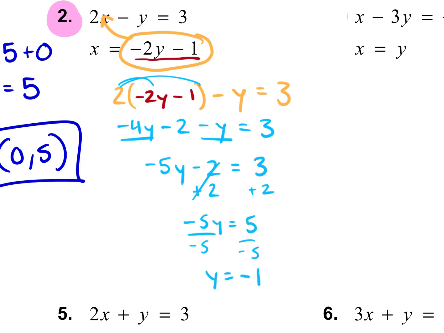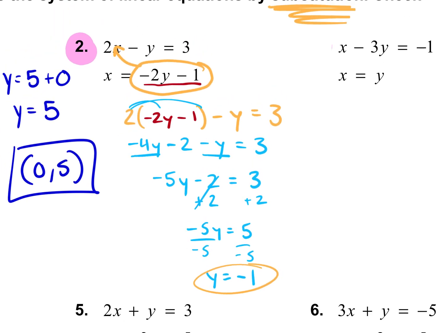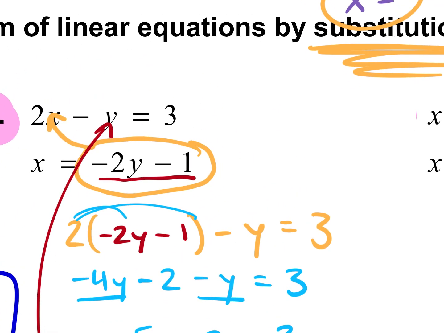So I found y. What do I need to do next? Which equation do you want to plug it into? Sure, we can plug it into the top. Just make sure you're plugging it into y. So I'm going to plug negative 1 into y. So I have 2x minus negative 1 is equal to 3. What would I have to do first? Add the 2 negatives. What do 2 negatives make? A positive. So that would be plus 1. So it's 2x plus 1 is equal to 3.